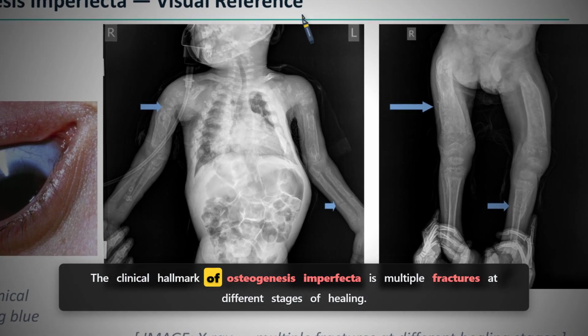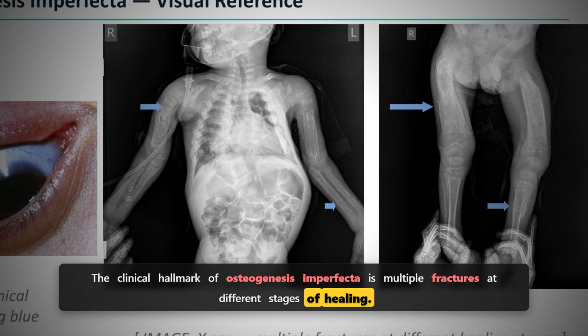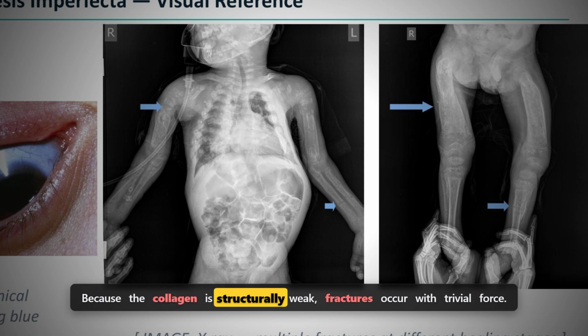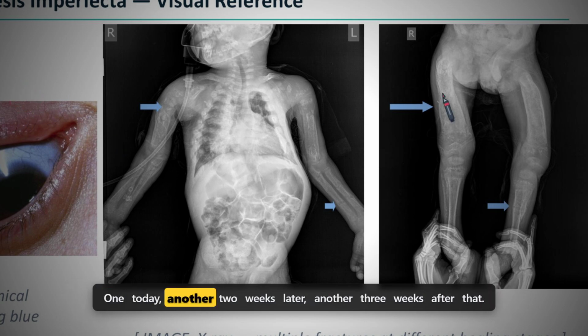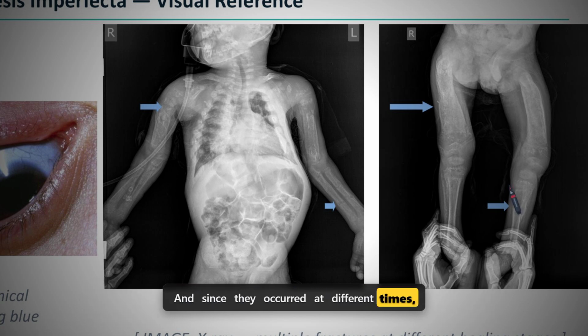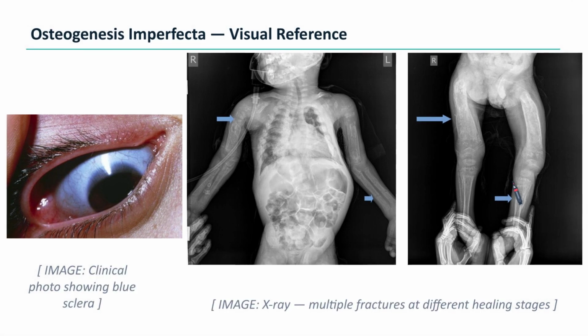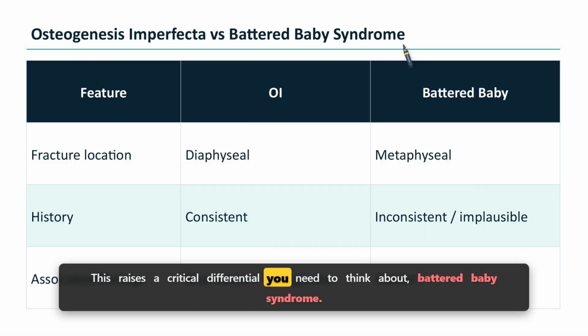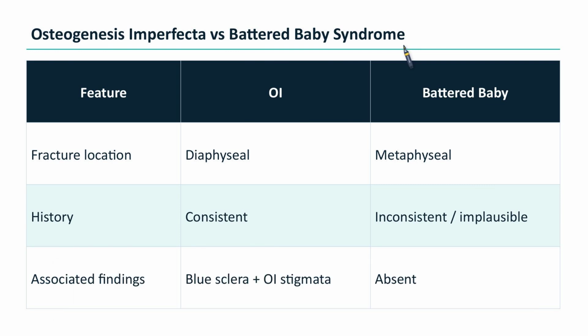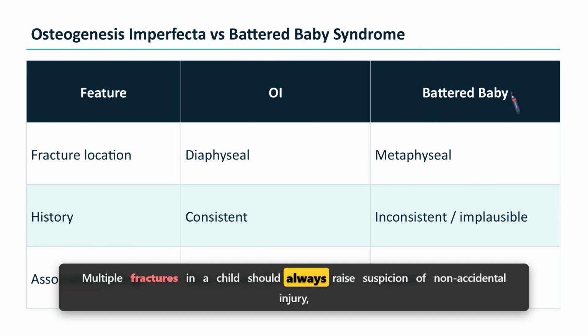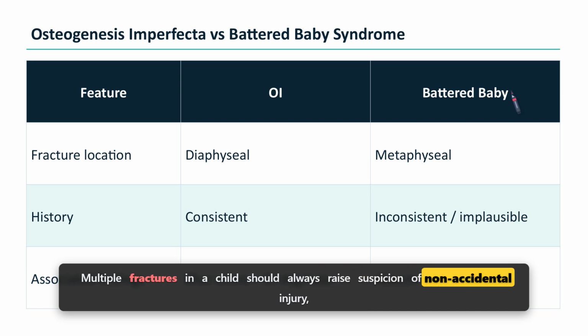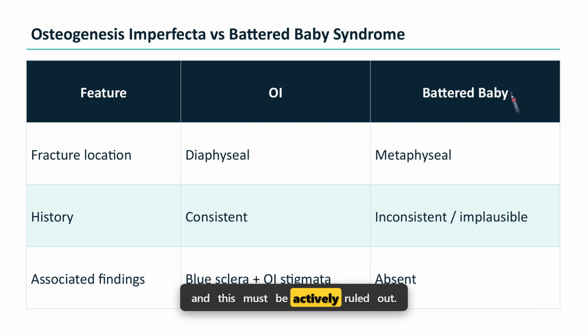The clinical hallmark of osteogenesis imperfecta is multiple fractures at different stages of healing. Because the collagen is structurally weak, fractures occur with trivial force, one today, another 2 weeks later, another 3 weeks after that. And since they occurred at different times, they'll each be found healing at a different chronological stage when imaged together. This raises a critical differential you need to think about: battered baby syndrome. Multiple fractures in a child should always raise suspicion of non-accidental injury, and this must be actively ruled out.